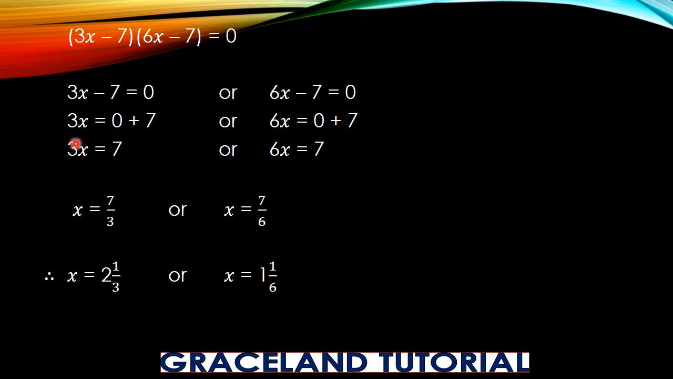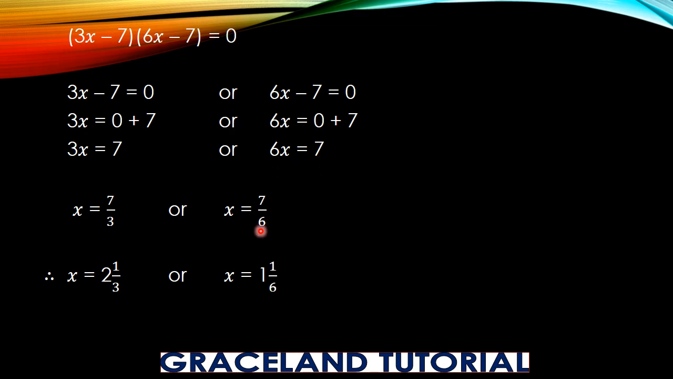Collect the like terms. 3x will be equal to 0. Move minus 7 to the right hand side. That will give us plus 7. Or 6x will be equal to 0. The same thing. Move minus 7 to the right hand side. That will give us plus 7. Therefore, 3x will be equal to 0 plus 7. That is 7. Or 6x will be equal to 0 plus 7. That is 7. Now, to calculate, x will be equal to 7 over 3, or x will be equal to 7 over 6.